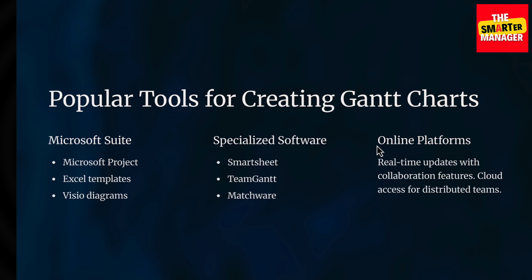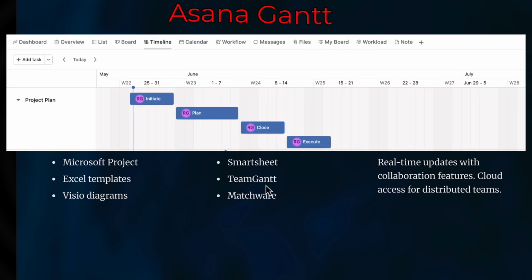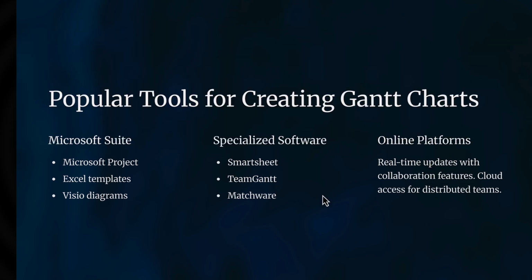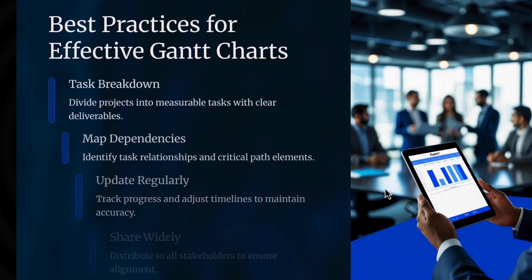Popular tools for creating Gantt charts: Microsoft Project. You can even use an Excel template, Visio, Smartsheet. There's one called TeamGantt and Matchware, which are not as popular. Asana has a Gantt view, more called a timeline. So these are some of the tools that can be utilized to create that.